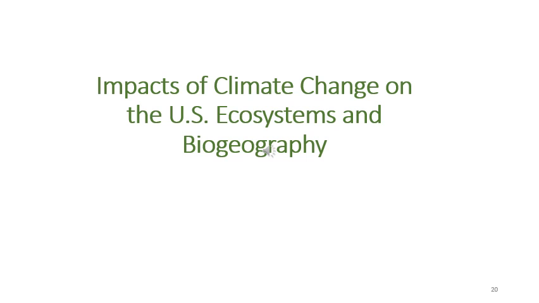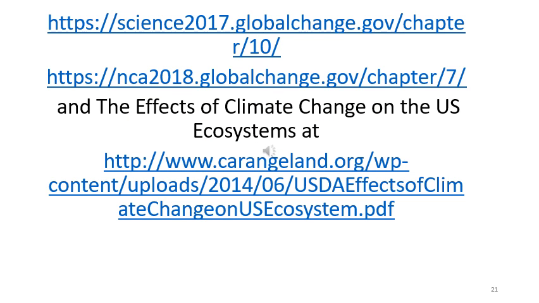Our next lecture in this unit is on the impacts of climate change on the United States ecosystems and biogeography. You have several readings associated with this unit. They're all available online. So again, we are working with the same two reports, the science report by the National Climate Assessment on Science of Climate Change. So this is chapter 10, focusing on the US ecosystems. And then the second volume on the effects of climate change on the US, focusing on impacts and adaptation. And here we are reading chapter 7.